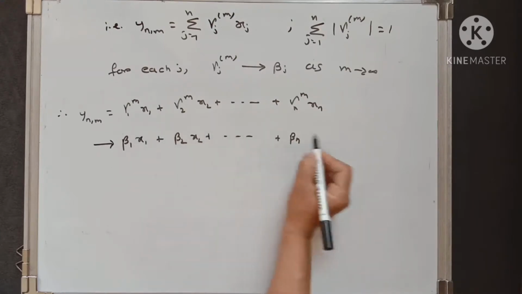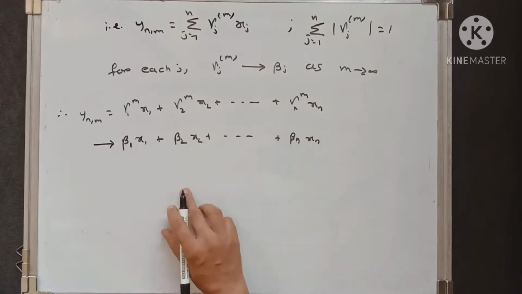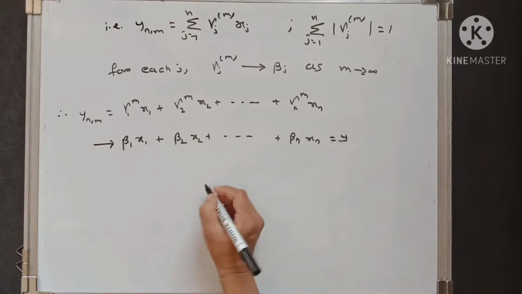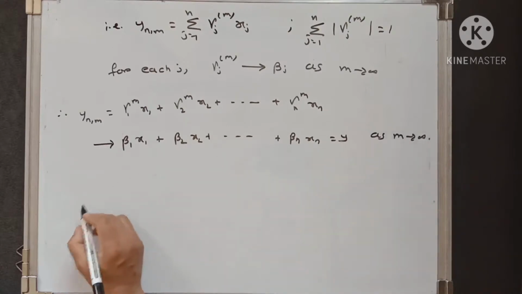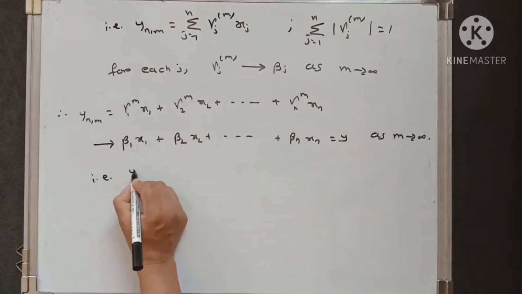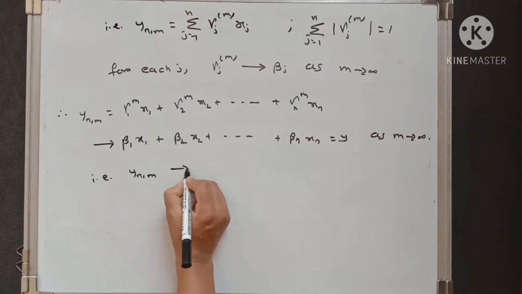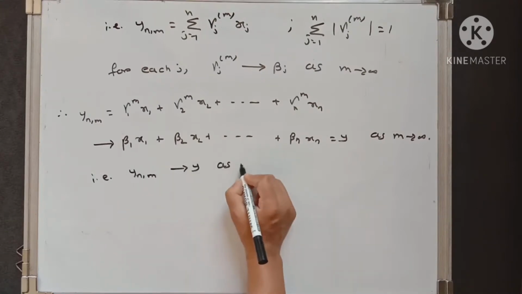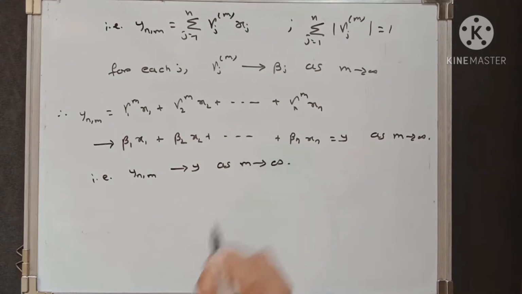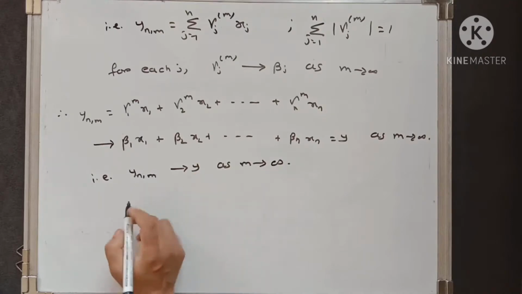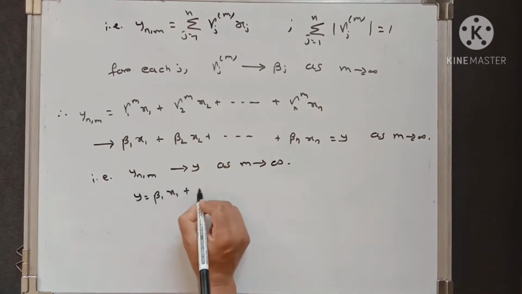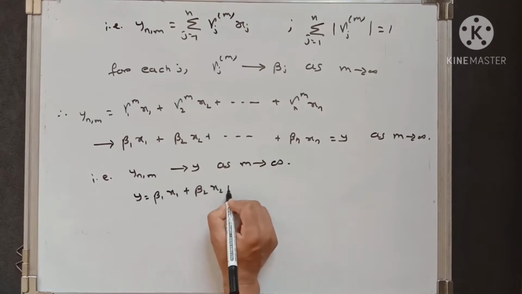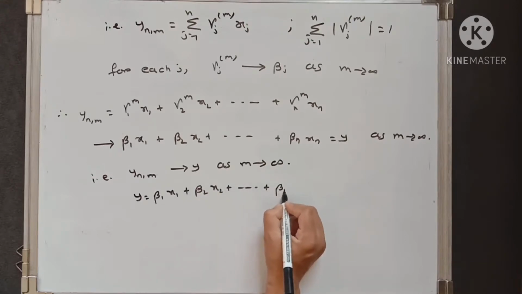Now we give it the name y, so that ynm converges to y as m goes to infinity. Now here y equals beta 1 x1 plus beta 2 x2 up to beta n xn.